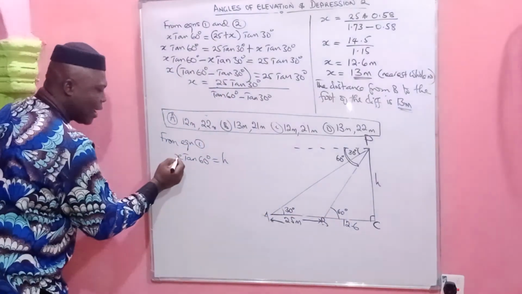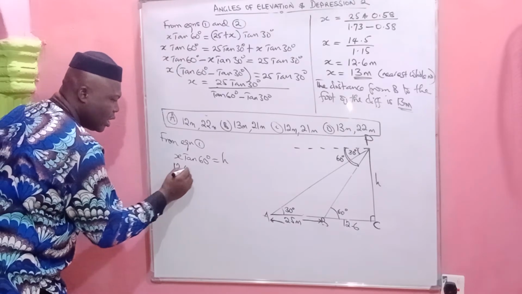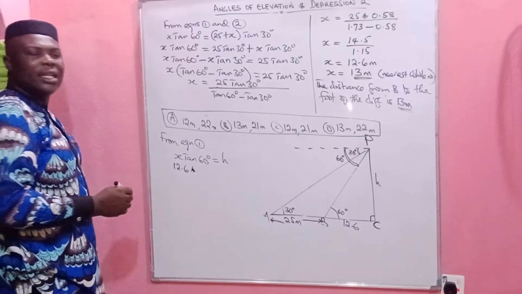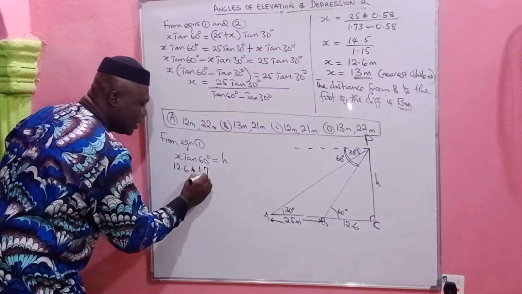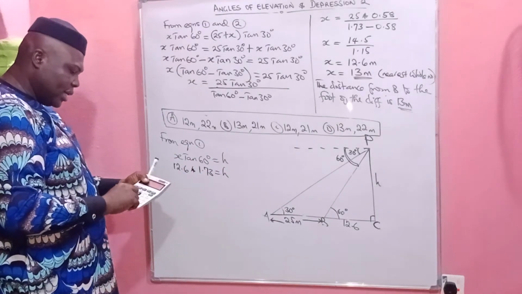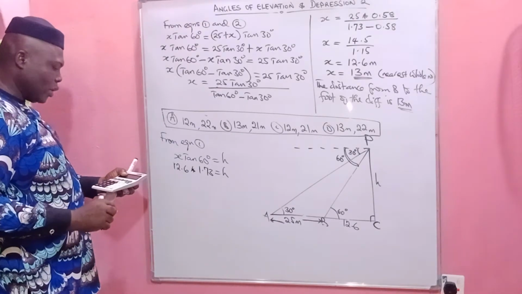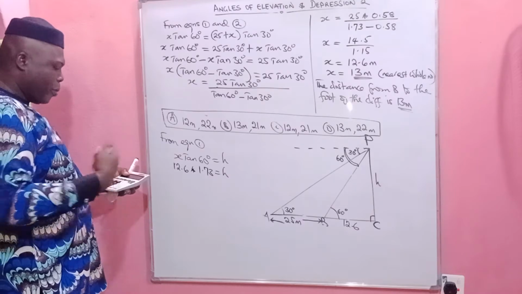All right, so our x now is 12.6 times the tan of 60 degrees, which was given as 1.73. That will give us the height. So 12.6 times 1.73 will give us the height of 21.8.